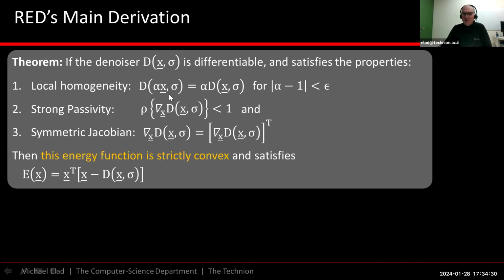And if this is all true, then this energy function that I've written has a derivative. Here it is. This is the derivative. It doesn't have any Jacobian in it. And secondly, it is strictly convex. The proof is very short.